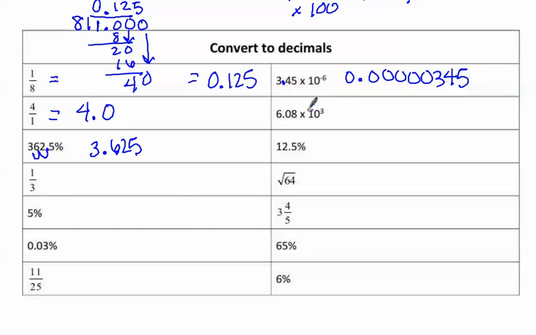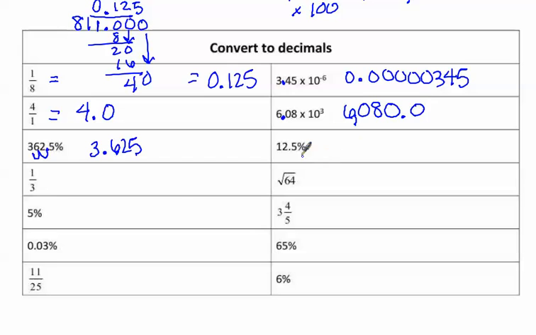Right below that, 6.08 times 10 to the third. It is a positive exponent, so you're going to start at your decimal and move 3 places to the right. 1, 2, 3. Always add the zeros if you need them. 6,080. And remember, they're asking for a decimal, so make sure you put a decimal and 0 at the end.